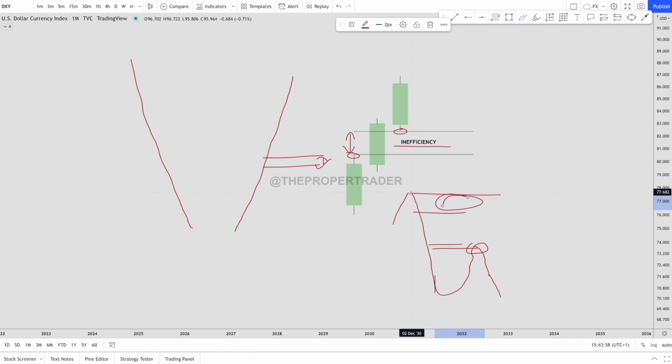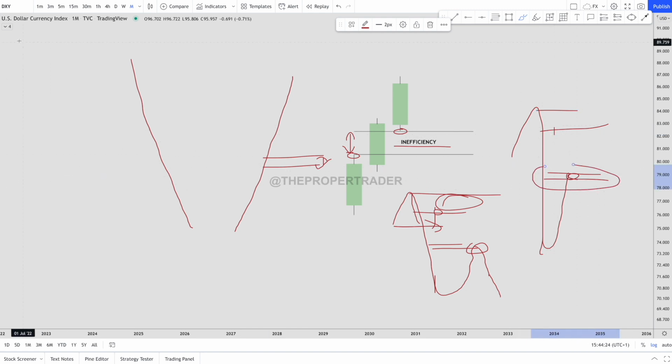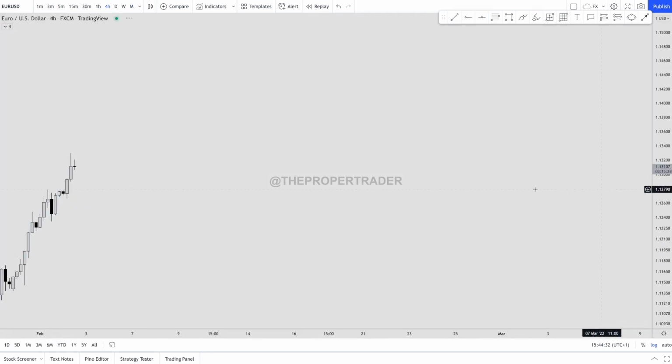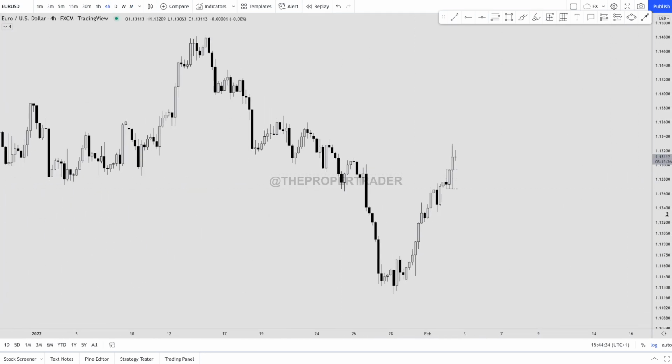What I mean is, if we broke that structure and this block has been mitigated right over here, and we left inefficiency here, then we know that price is going to return here and maybe doesn't even go a little bit to the upside, because we have already mitigated that zone. So inefficiency is pretty important to the market. I'm going to show you some examples on GBP/USD or EUR/USD, and what kind of trade you can take with this inefficiency.